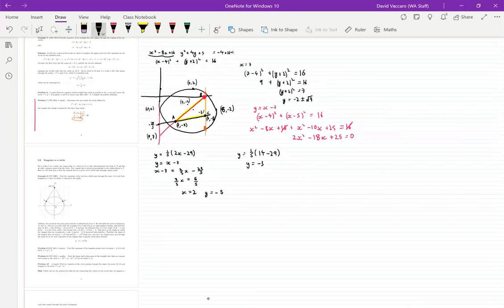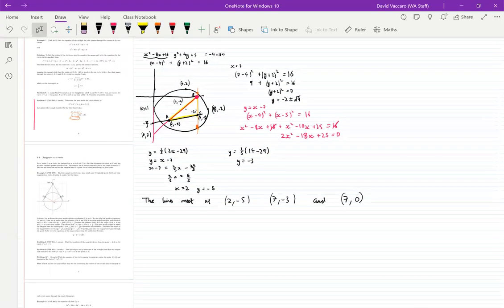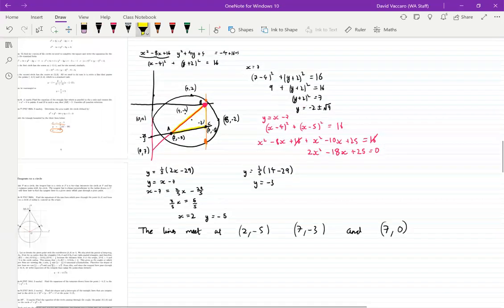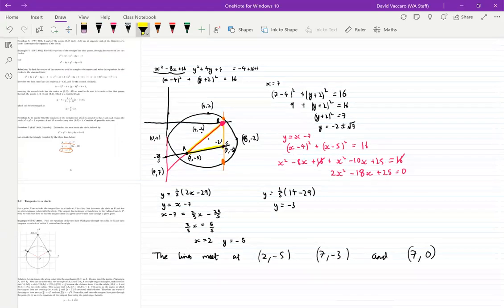Okay, so what we've got is the lines meet at 2, -5, 7, -3, and 7, 0. Now, what I'm going to do is check whether these points are inside or outside of the circle.